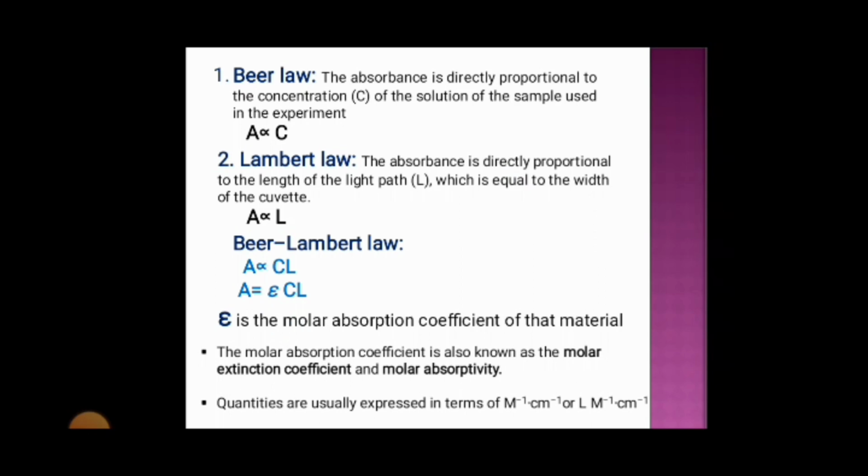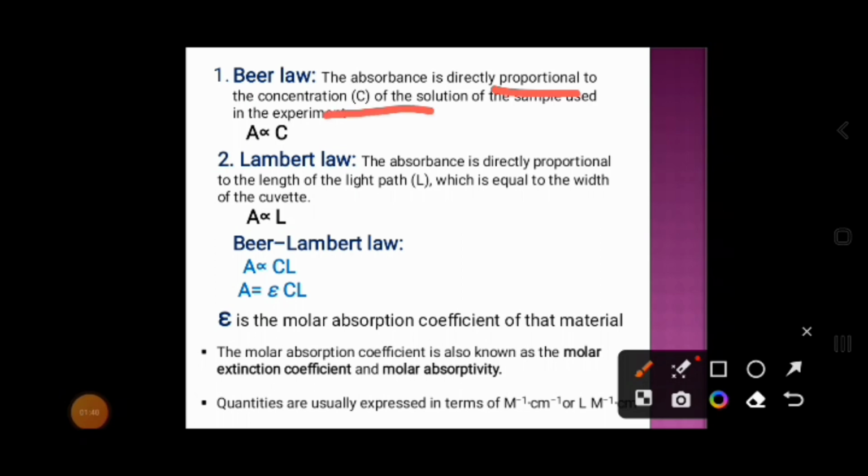Now, according to Beer's law, the absorbance is directly proportional to the concentration of the sample solution that is used in the experiment. That is, absorbance A is proportional to C. And according to Lambert's law, the absorbance is directly proportional to the length of the light path, which is equal to the width of the cuvette. That is, absorbance is proportional to the path length.